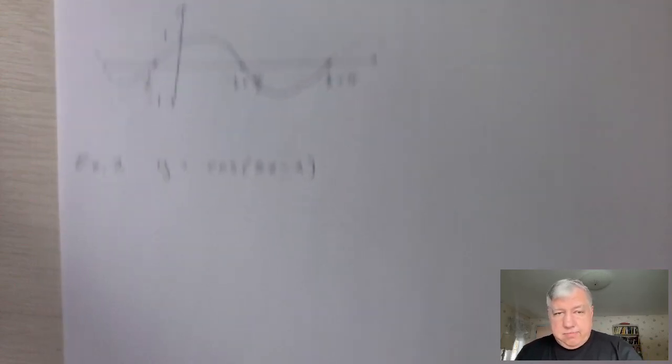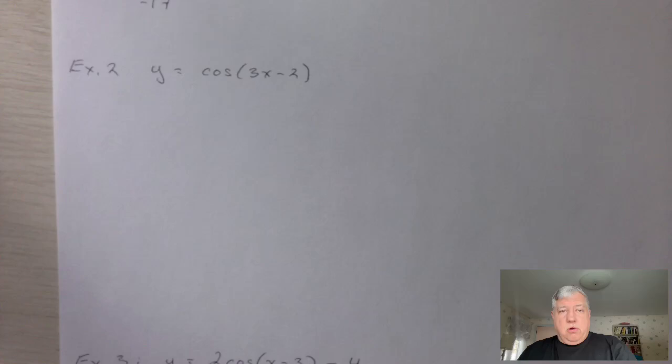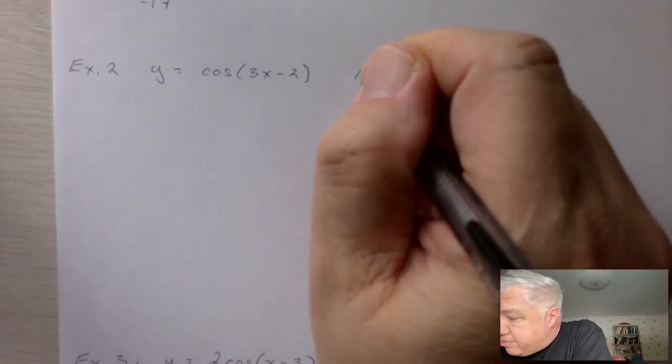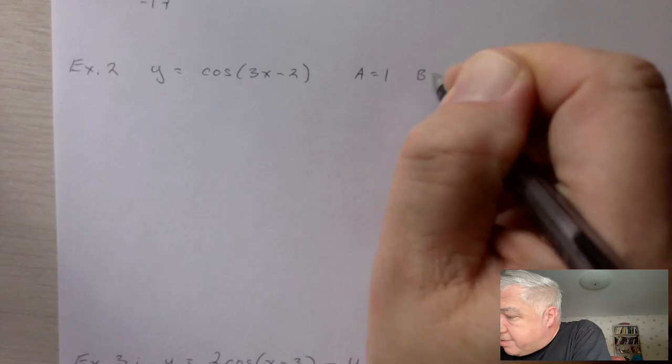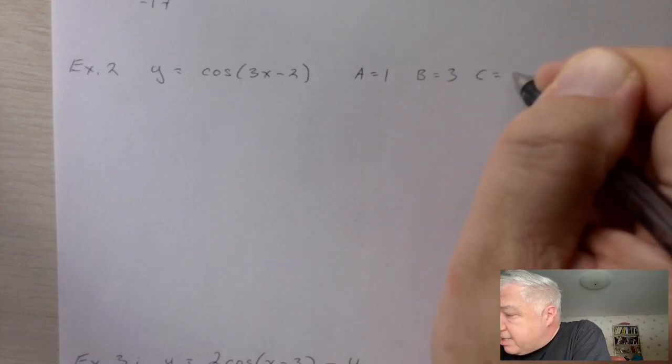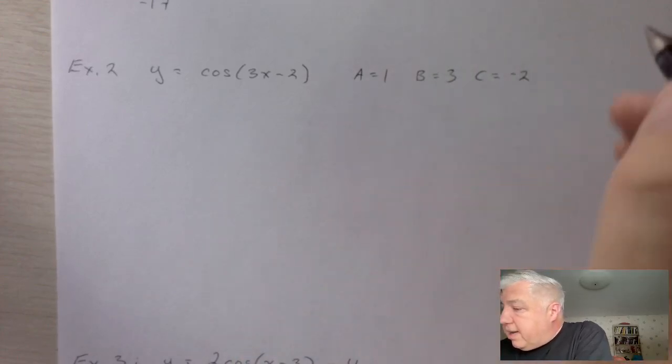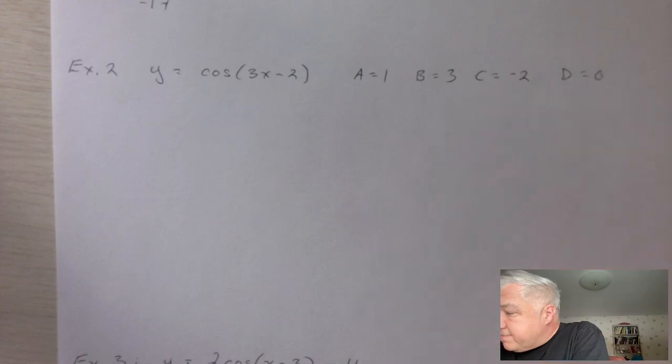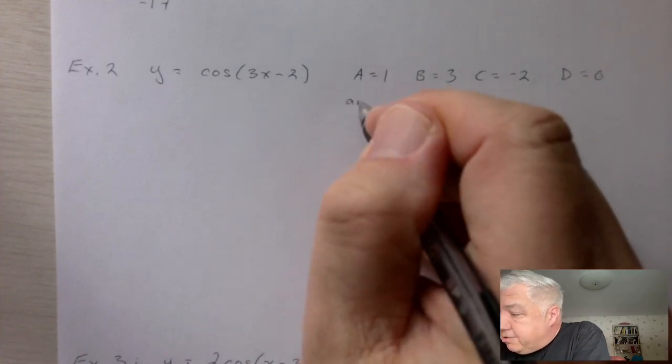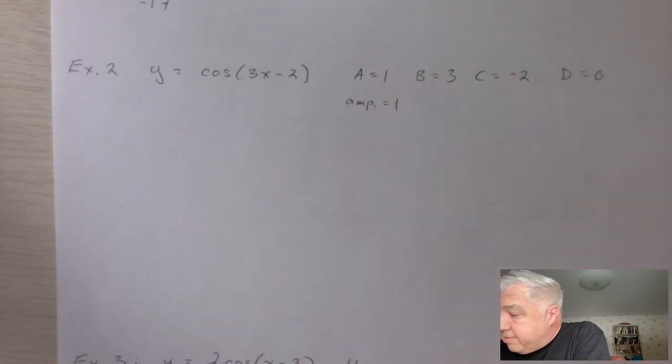Do another one. Cosine of 3x minus 2. Okay, in this case, a is 1 again. B is 3. C is negative 2. And D again is 0. Okay, so the amplitude is 1.